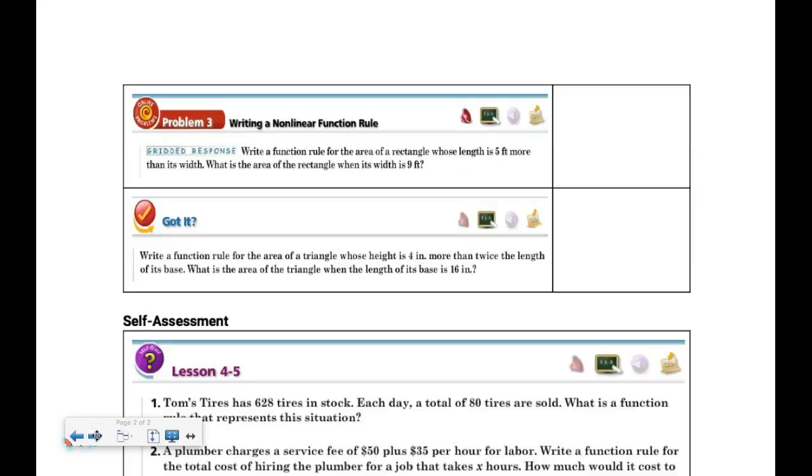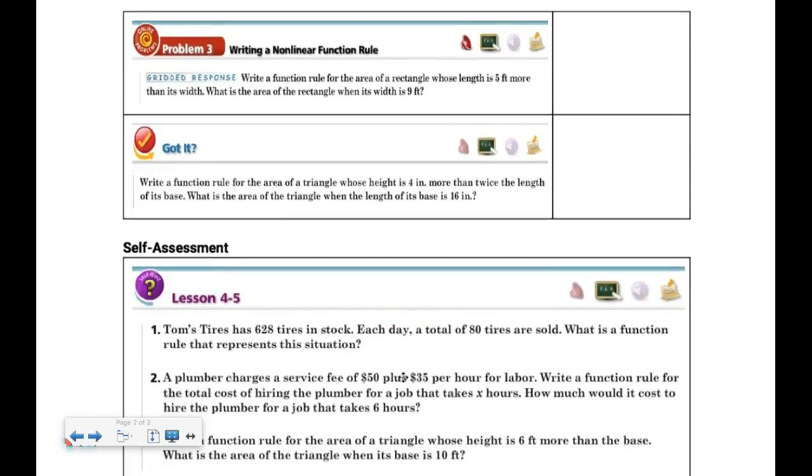Moving on. By the way, anytime you have questions you need to go back and review, please do that. You know the drill. Alright, so don't worry about the gridded response. This is just a type of problem that is offered in our lesson. Doesn't really mean anything to us. Write a function rule for the area of a rectangle whose length is 5 feet more than its width. What is the area of the rectangle when its width is 9 feet?